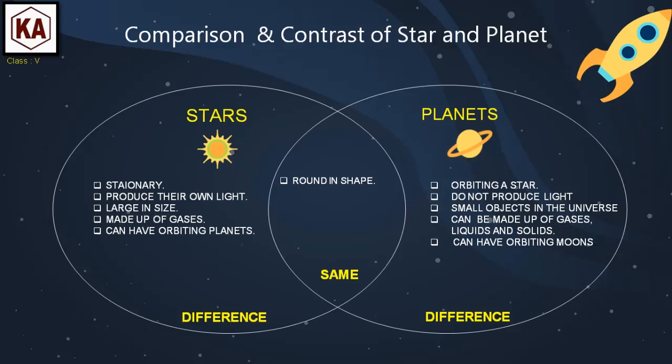In similarities, we can say that they both are round in shape. They both are members of our solar system, and they both can be in different colors. Okay? Is that clear to you?